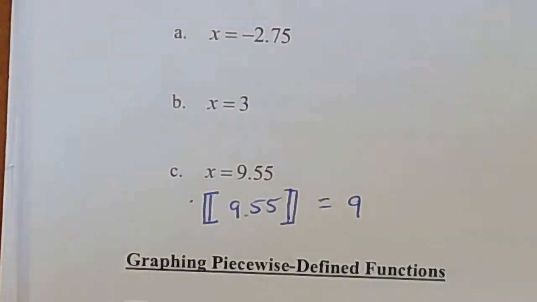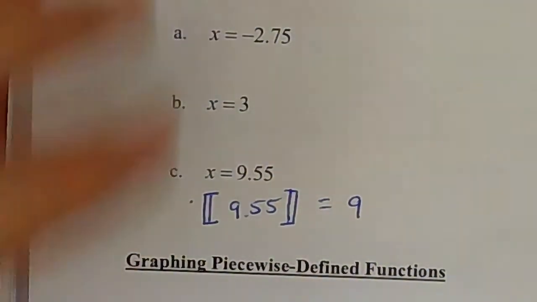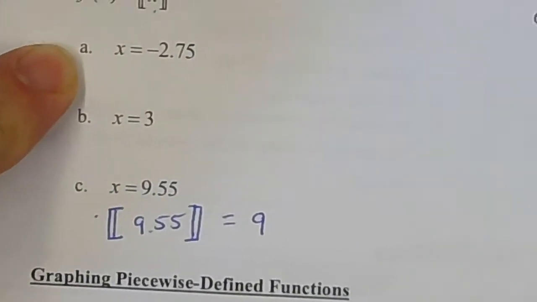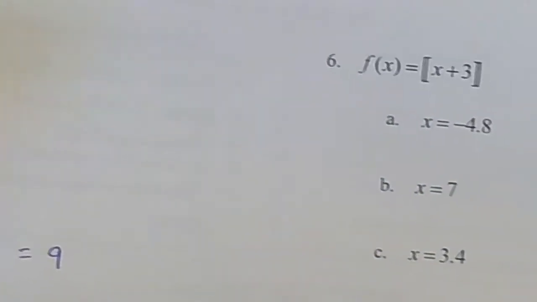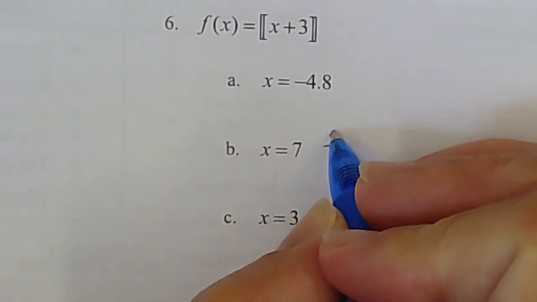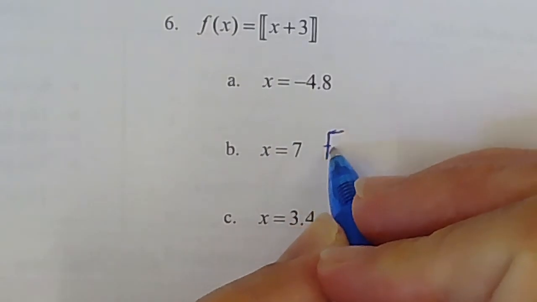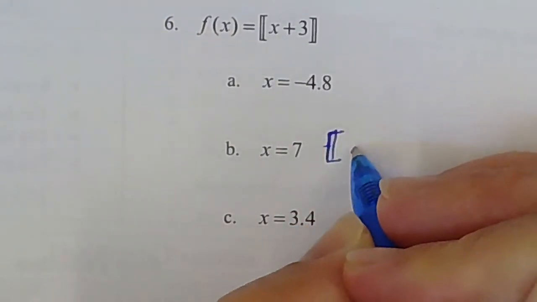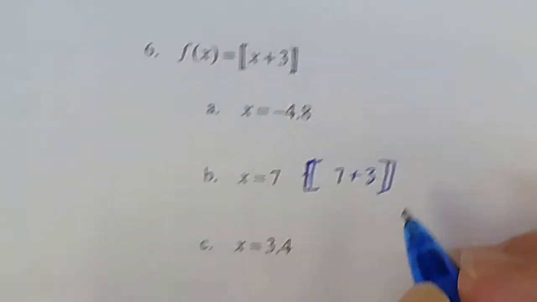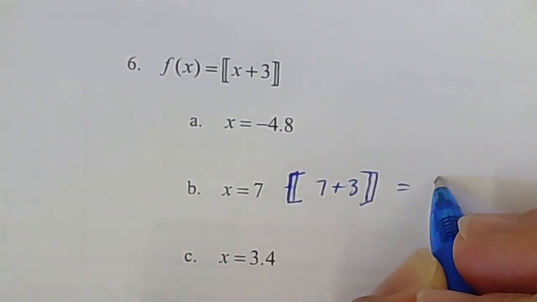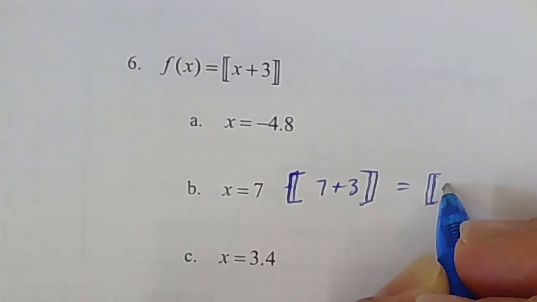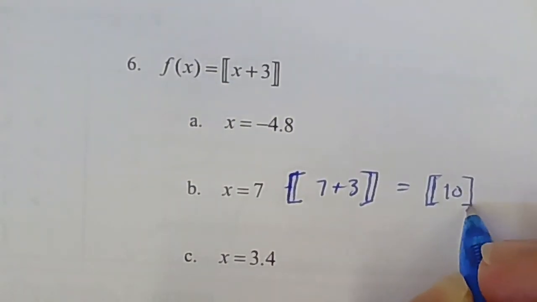The only difference for a problem like 6 is that you have to do something first inside the bracket. So let me walk you through 6b. This one's going to look like this. Got this bracket, 7 plus 3. So we get 10. So focus on the inside first before we do the greatest integer step, or the step function step.